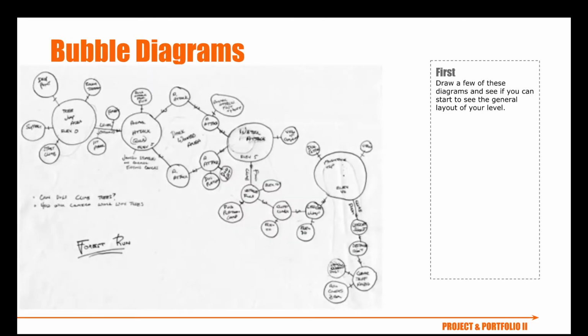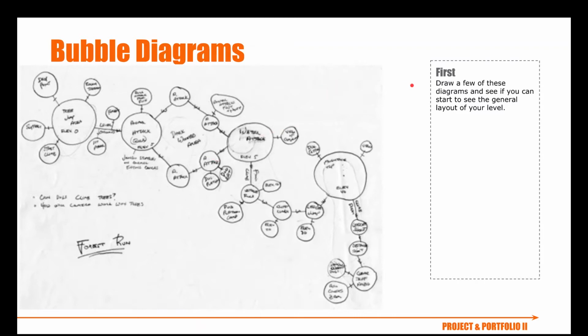Alright, so this might look familiar to you from the ILA 6, the Architecture's Guide to Level Design article, where he breaks down how he was creating bubble diagrams, and this is directly from that. So, from the overall article, the process you should take away is drawing out a few of these diagrams. See if you can start to generally see the layout of that level, right?